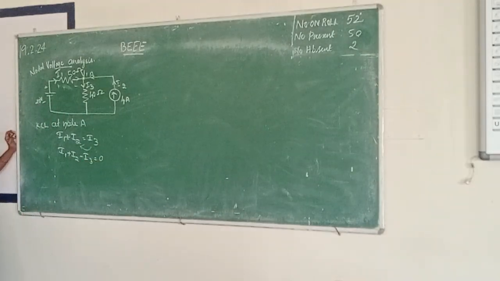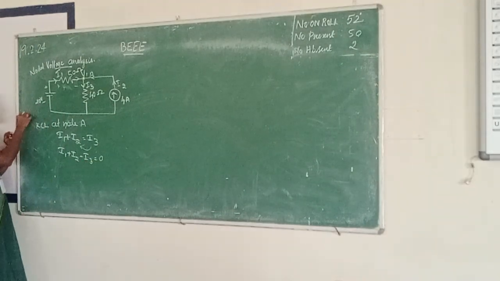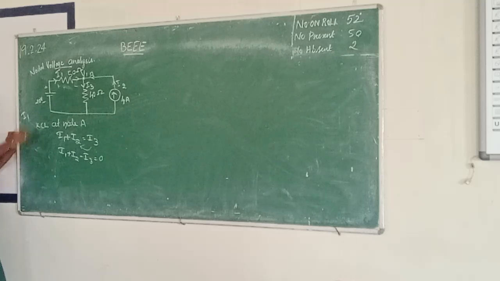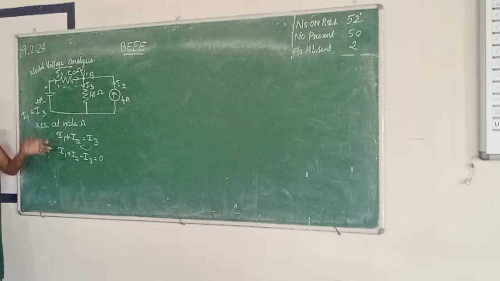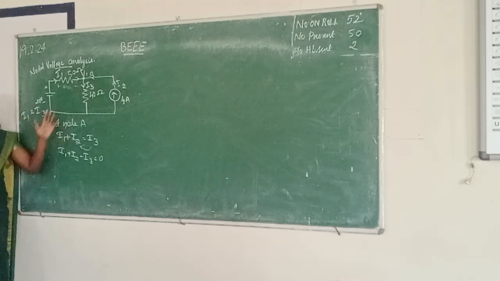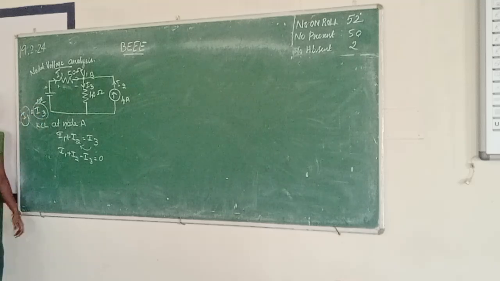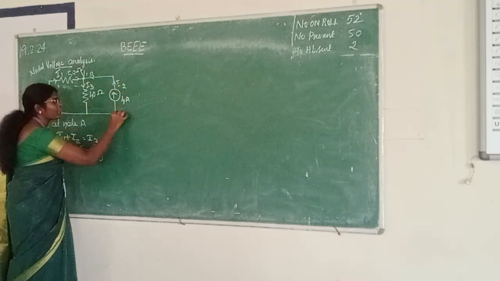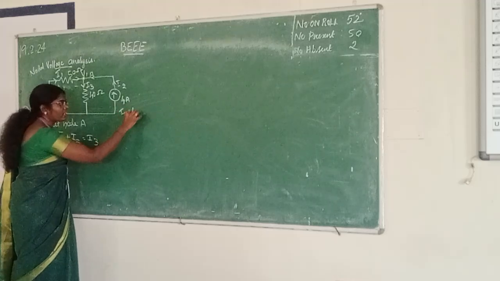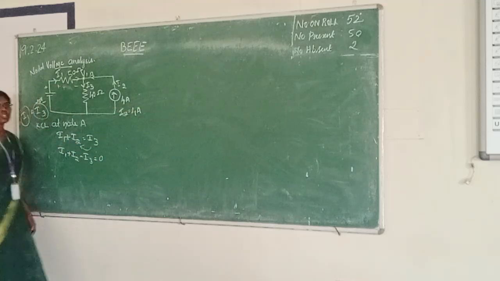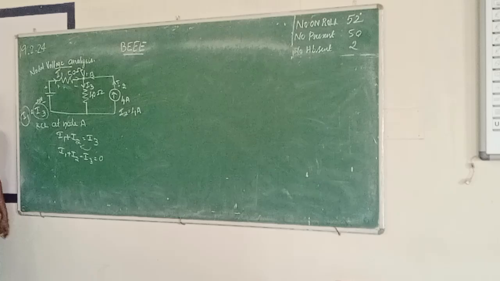Now you want to find what? You have to find the current values. I1 we don't know, and the current I3 we don't know. And in the question, the voltage source is given as 20 volt. The values of the resistances are given. We want to find the currents I1 as well as I3. And in the question itself, the current I2 is given. I2 is given as 4 amps. So we need to find I1 and I3.